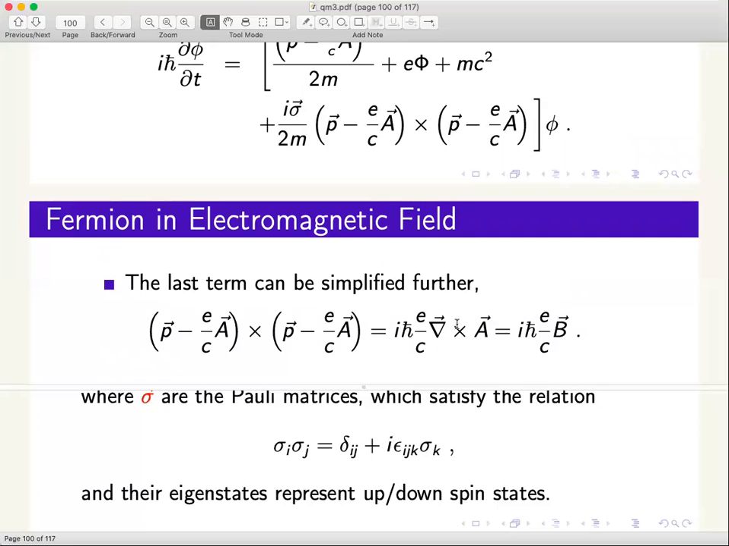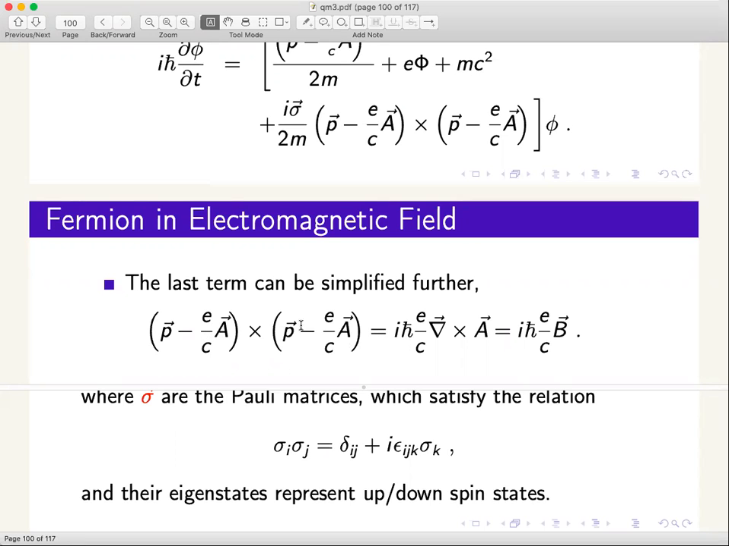We can go over it once again if you want. So we can write down pieces step by step. P cross P is trivially zero because every vector is parallel to itself, and therefore that would vanish. A cross A also has the same property. But now if you look at P cross A, that has 2 terms: P acts on A or P acts on phi. But when P acts on phi, it has to go through A, and because it's a cross product, it will flip sign. So that term is actually plus e by c A cross P acting on phi.